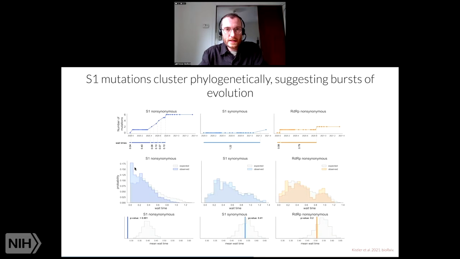So this is consistent with either epistasis, where there are particular mutations that correspond to one another, or it could be due to particular transmission chains that are moving through these more seropositive populations compared to other transmission chains. There's different levels of selective pressure across the phylogeny.